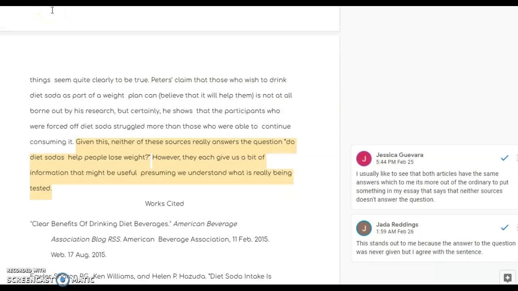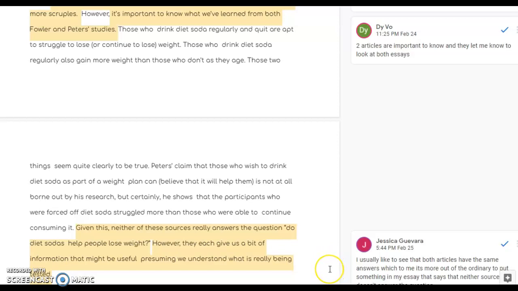All right, so the last thing I wanted to point out here was the conclusion, okay? There are a couple interesting comments about this. Jessica notes, I usually like to see that both articles have the same answers, but here's the thing, right? One of the goals here is to understand the differences between their findings and to try to understand what that tells us. Our goal here isn't to say X is the case, but to say here's what we can take away from this. The conclusion here lays out some takeaways from this. It's like, here's what each of these studies actually shows us.